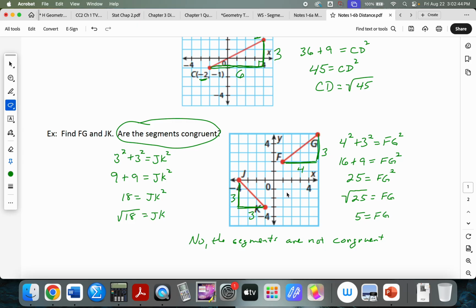Because just because it works once doesn't mean it's going to work all the time. So G is here at 5, 5. And F is here at 1, 2. 5 minus 1 is 4. 5 minus 2 is 3. Oh, okay. So we could do this without a picture.